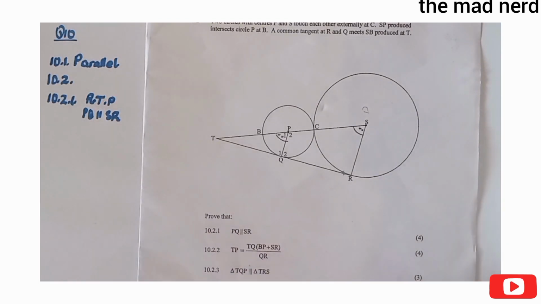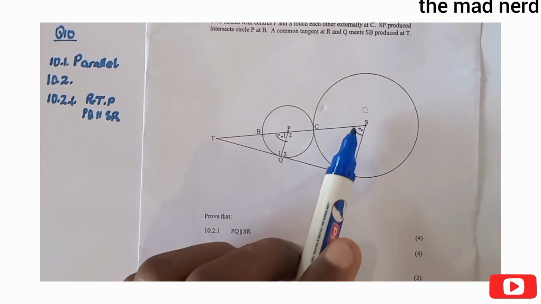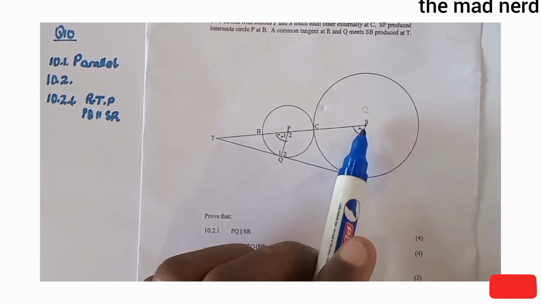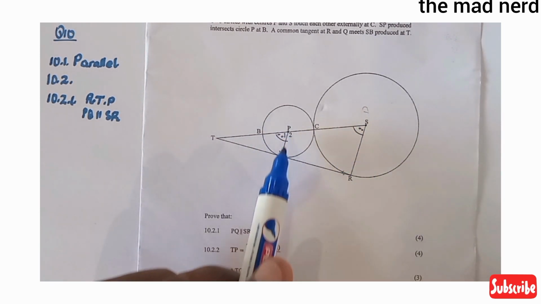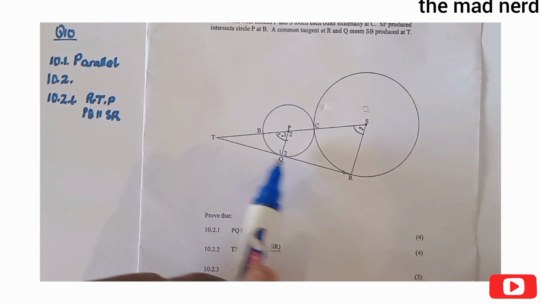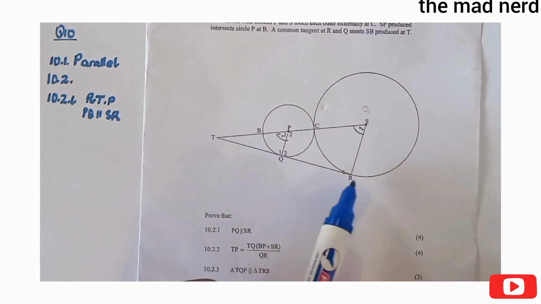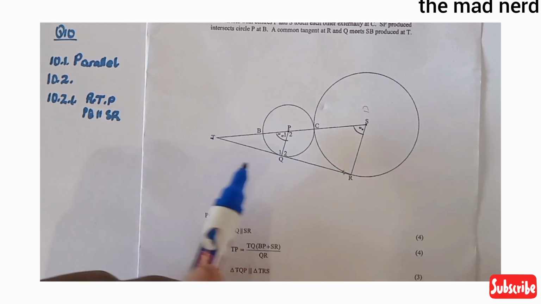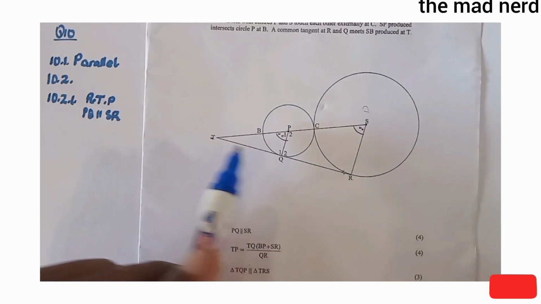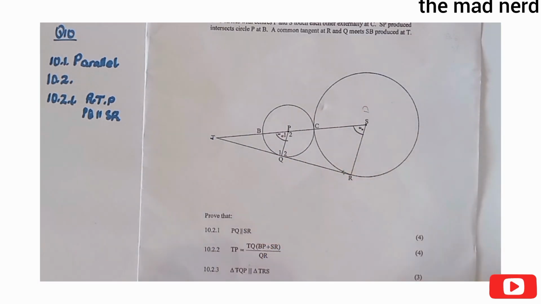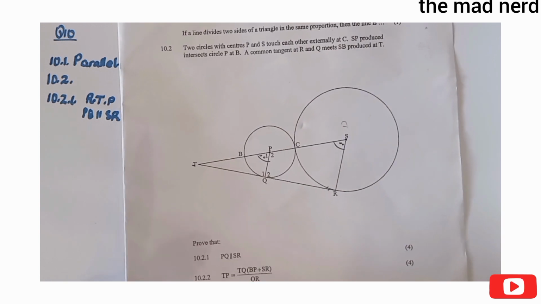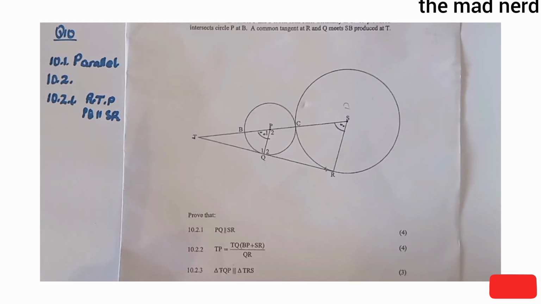For the angles that are here, we cannot see any Z shape, but we can see an F shape. If you take a look here, the lines SR and PQ meet the same tangent, that is TR, and then they form an F shape over here. So what you can look at is the corresponding angles, and it will help us a lot to answer this question.